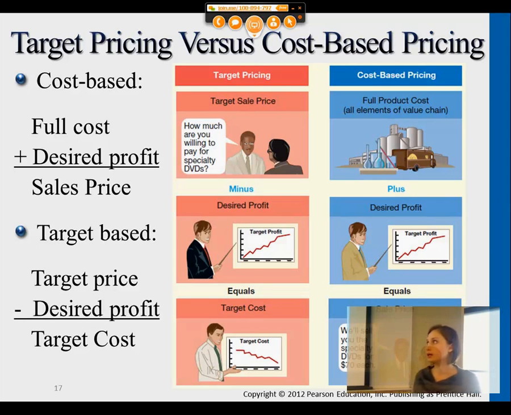Now versus the first case, you know that you're spending $12 per DVD, and you're saying, okay, I want my profit to be at least $5. So my DVD should be for sale at $17. Do you see it's just a different approach?